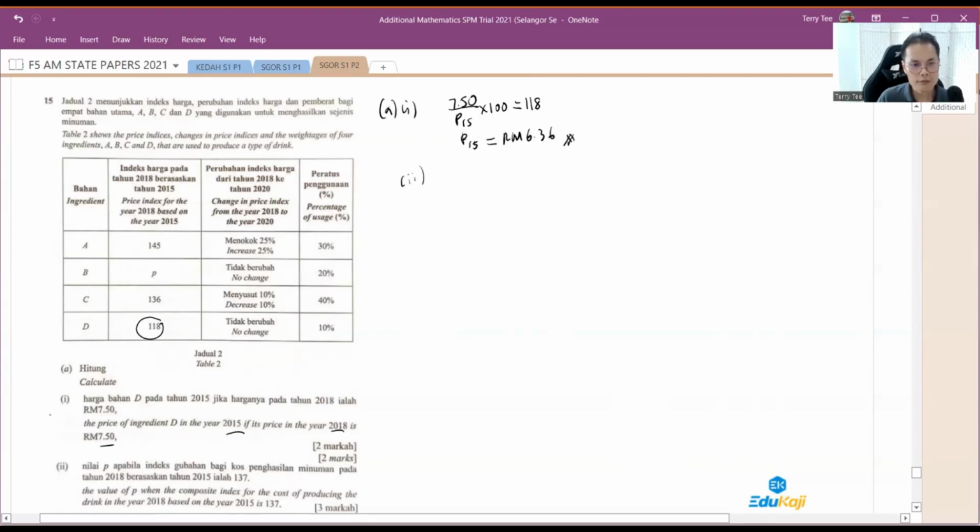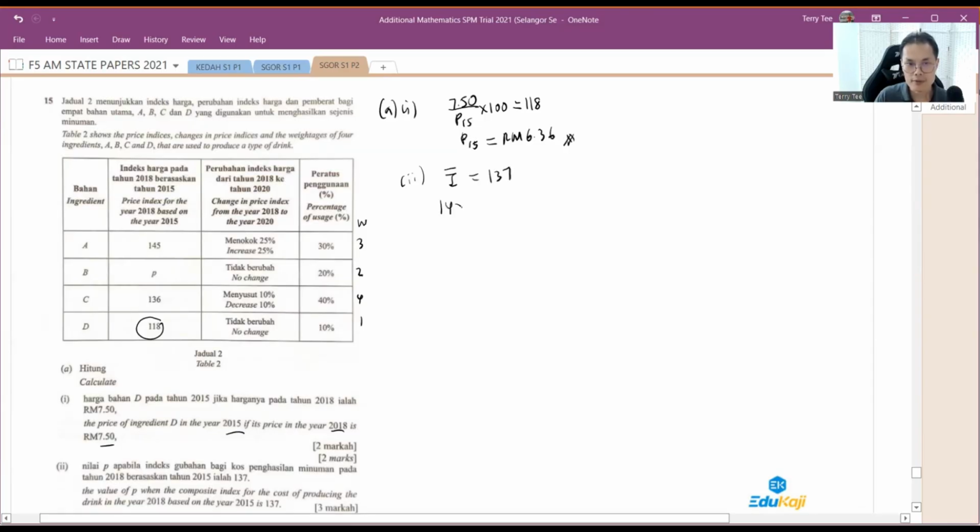Roman 2. Find the value of P when the composite index for 2018 based on 2015 is 137. Before you find the composite index, we need to know the weightage. The weightage comes from your percentage of usage. We just divide everybody by 10: 3, 2, 4, 1. Your composite index is now 137.